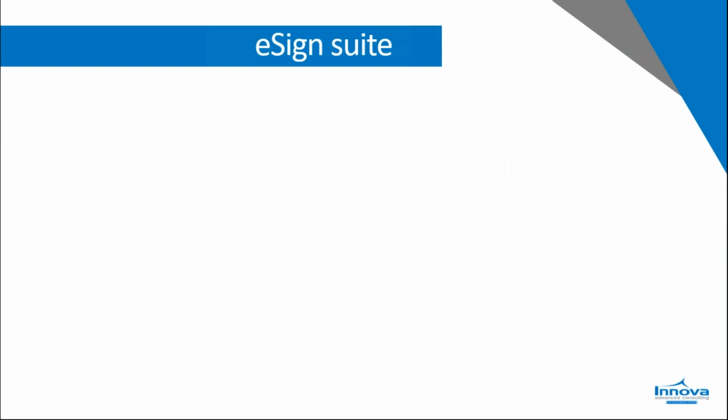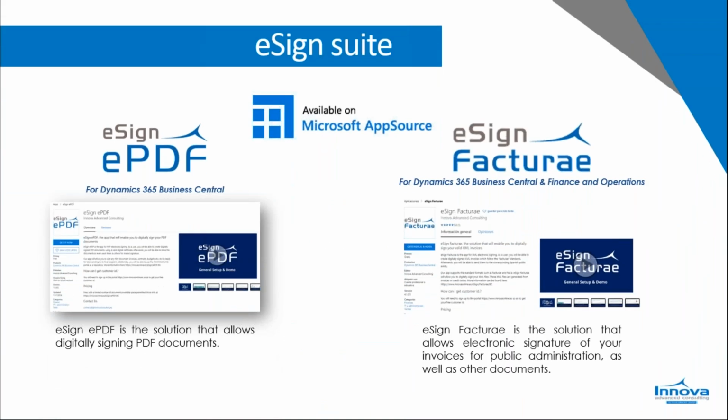So, as aforementioned, we offer our own solutions, which are divided into suites. One of them is the suite eSign, whose main feature is the digital signature. Within this suite, we may find eSign Facturae, available for both Business Central and Finance Operations, and this solution is able to generate and sign digital invoices. On the other hand, we may find eSign ePDF, which is available for Business Central. This solution is able to digitally sign any PDF file. Nonetheless, these solutions will be deeply explained in another webinar.